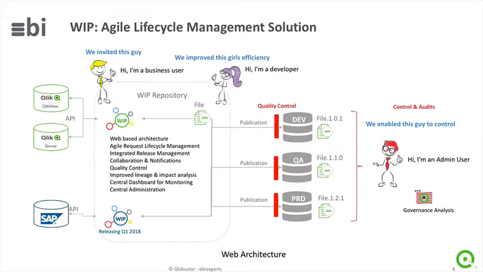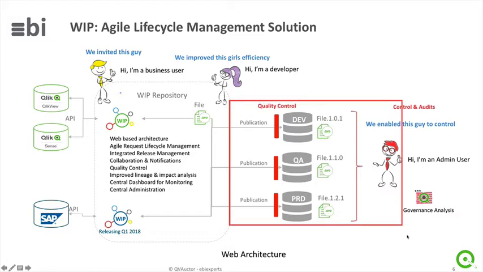So we invited a couple of people to this party. We invited the business user to work together with the developer, who is responsible for developing the application and implementing the changes the business user has requested. And then, of course, we have the administrator ensuring that all the work is of good quality and the environments are stable for the developers and the business users to access.